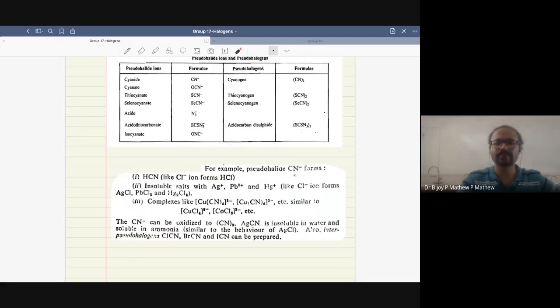Like your halide ion, Cl minus, which is able to form the corresponding hydrochloric acid, similarly your cyanide can combine with H plus to form the corresponding hydrocyanic acid. This particular acid has a similarity to the formation of the corresponding halogen acid.